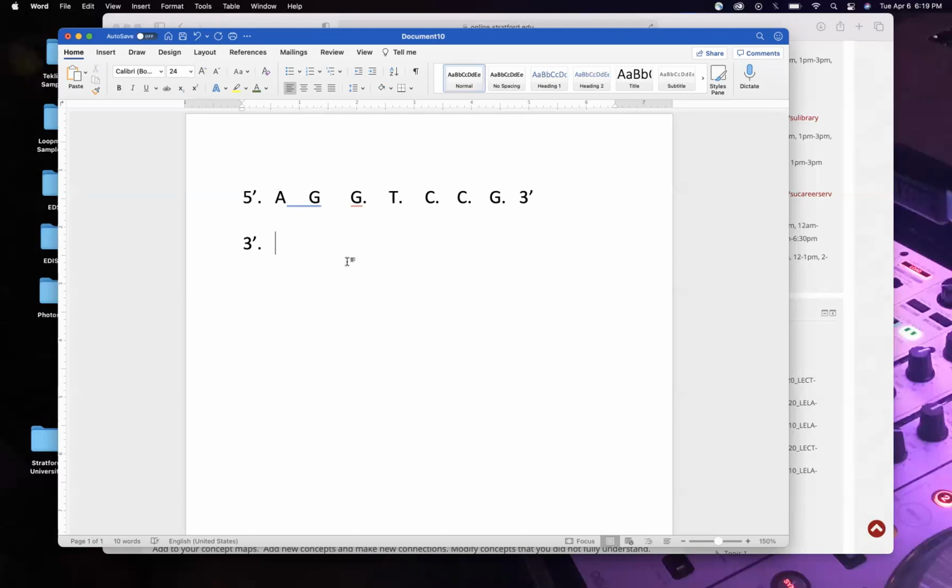A will always match with a T. A G will always match with a C. A C will always match with a G. A T will always match with an A. C will always match with a G. And a G will always match with a C. And if I started at 3', I'm going to end at 5'. So this could be the question.